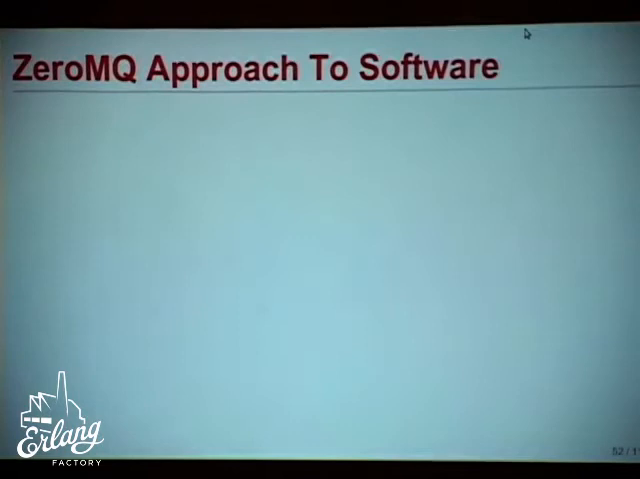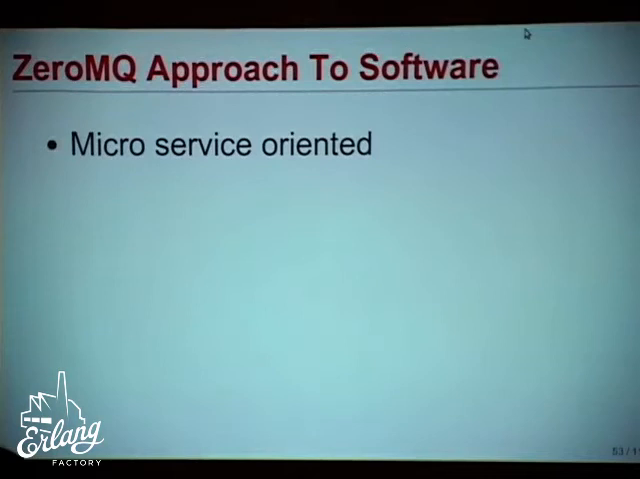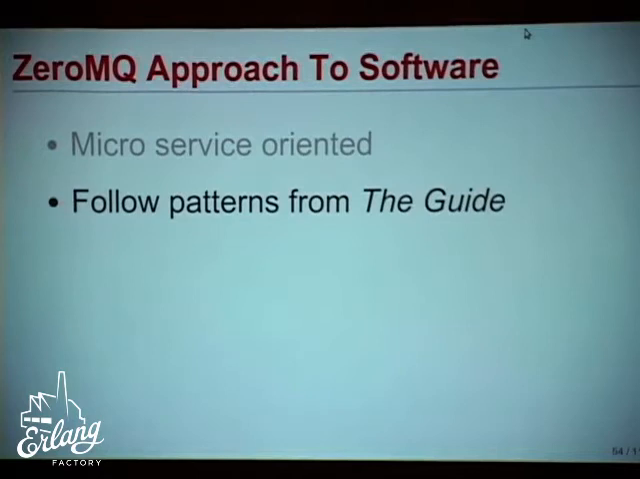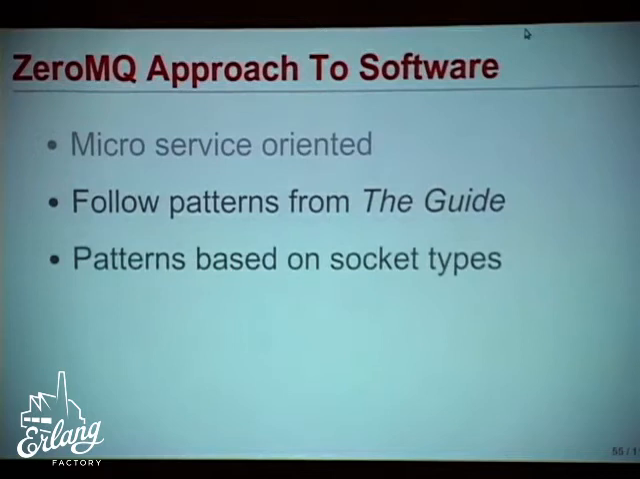Okay, so I'm going to quickly summarize here the CZMQ approach to software. If you haven't guessed, it's sort of microservice oriented: focused, discrete processes that you can run, service orientation. There's an online document written by Peter Hintjens called The Guide. CZMQ follows this. There's a bunch of messaging patterns in there. And at the end, I'm going to encourage you, it's a call to action, to go read that thing. There's a bunch of patterns in there that illustrate ways to solve problems using messaging. Patterns in the guide are based on socket types. Let's quickly run through some socket types.